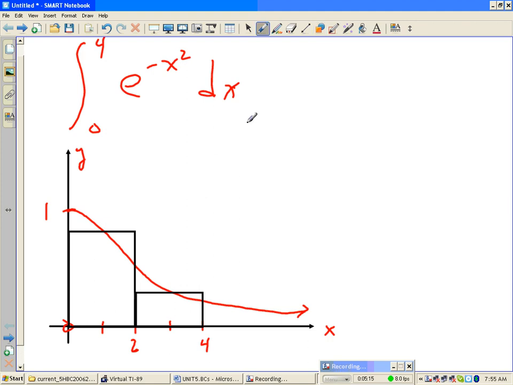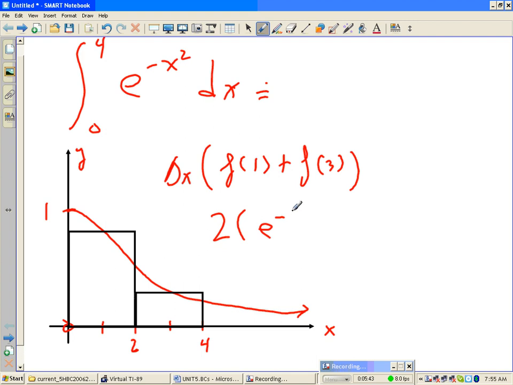What's the area? It's going to be approximately what? It's going to be delta x, which was how much? 2, times f(1) plus f(3). Let's write it more in general: f delta x. Now we know delta x is 2. So we're going to say 2 times what? Well, e to the negative 1 squared plus e to the negative 3 squared, sorry. Put a little 9 here.